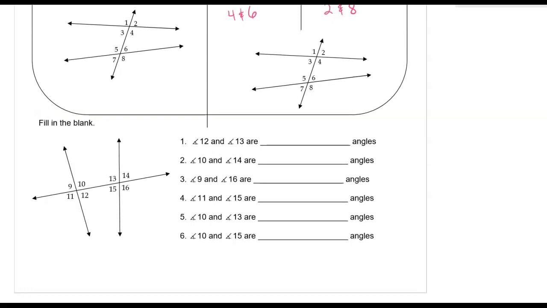Next, we have a fill-in-the-blank activity. In problems 1 through 6, we're looking for the vocabulary terms from up above. Either you're going to use the alternate interior angles, alternate exterior angles, corresponding angles, same side interior angles, or same side exterior angles as your answer. So please pause the video, do 1 through 6, then turn the video back on to check your answers.